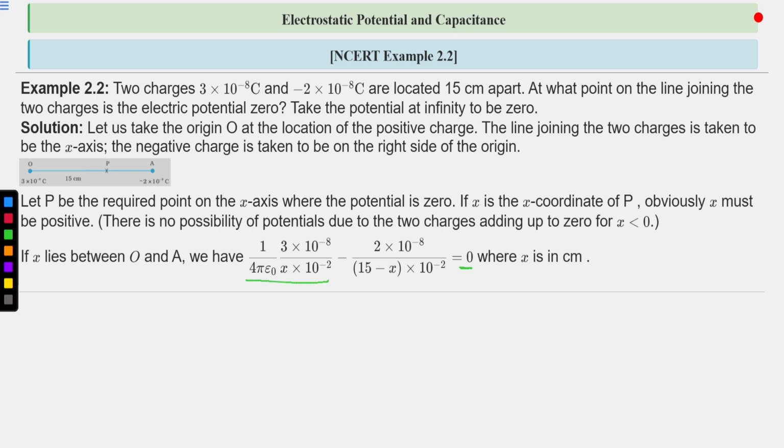We have to find the point where the sum of potential due to these both charges becomes 0. So we are adding the potential due to these both charges. This is the potential due to this charge and this is the potential due to this charge. 2 into 10 to the power minus 8 upon the distance of A from point P, 15 minus x into 10 to the power minus 2. Then the sum of these potentials is equal to 0. So now we will solve this for x.